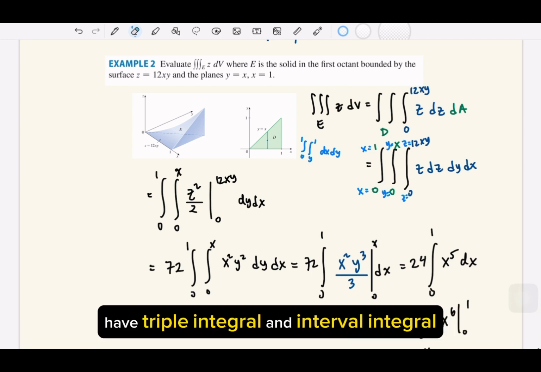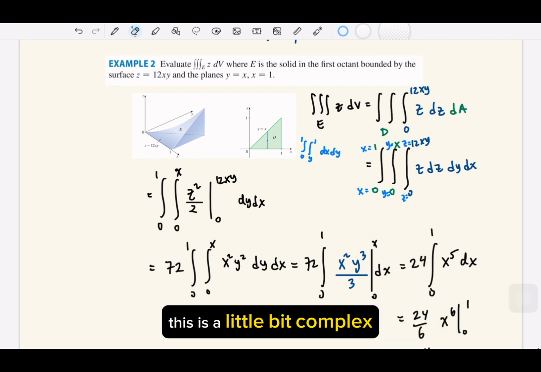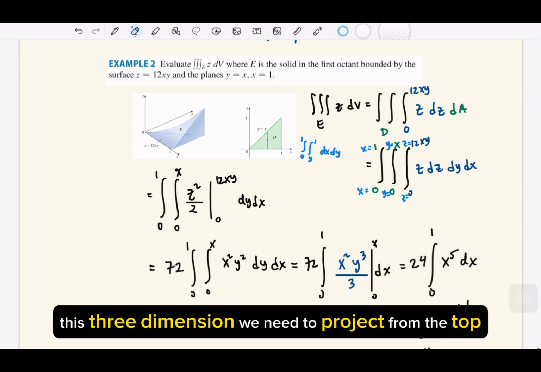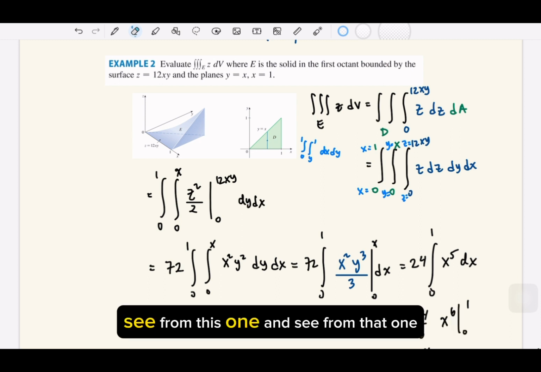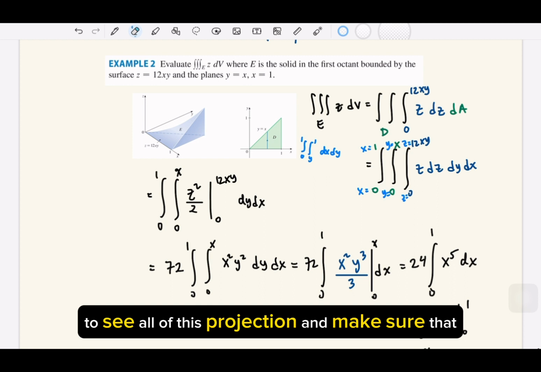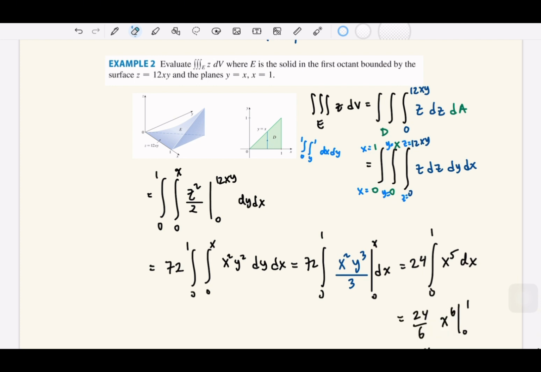We have triple integrals, and in triple integrals, if we want to change the order of integration, it's a little bit complex. It's complex because we need to project this three-dimensional region. We need to project from the top, see from this one, and see from that one. So we have three projections: xy, yz, xz. Then we need to see all of these projections and make sure that if we change the order, it's still the same graph.